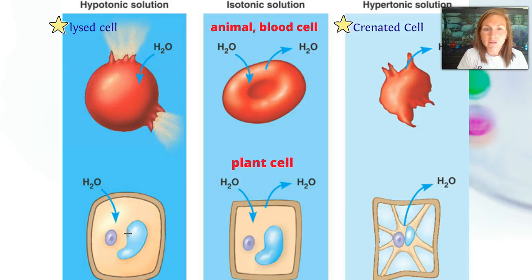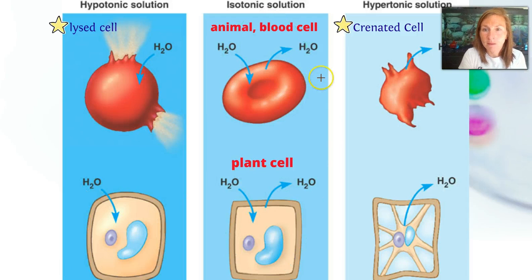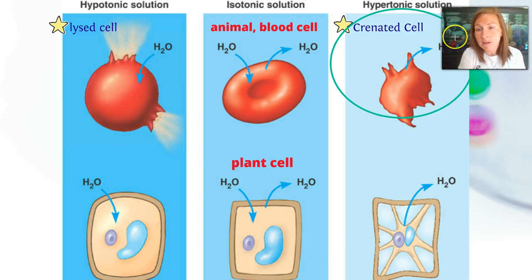Then in an isotonic solution, as you see here, this is how the cells should look, and you can see the arrows going in and out. That means water is moving freely and equally. And then lastly, you have another not so good situation for the cell, which is being placed in a hypertonic solution when there's more water inside the cell than on the outside. This creates a situation where water is going to leave, and we call that a crenated cell.